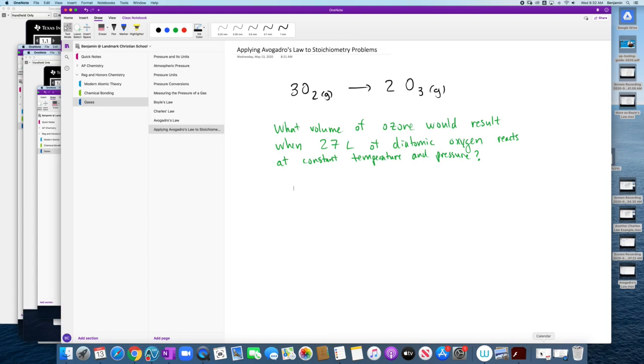I think one of the more helpful applications of Avogadro's law is in the context of stoichiometry problems. So let's have a look at this one here. What volume of ozone would result when 27 liters of diatomic oxygen reacts at constant temperature and pressure? Notice that last little bit here: when we're at constant temperature and pressure, Avogadro's law applies.